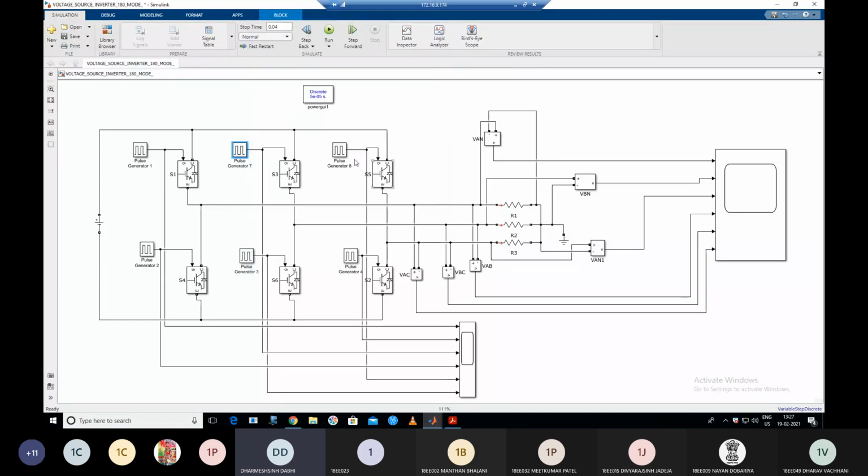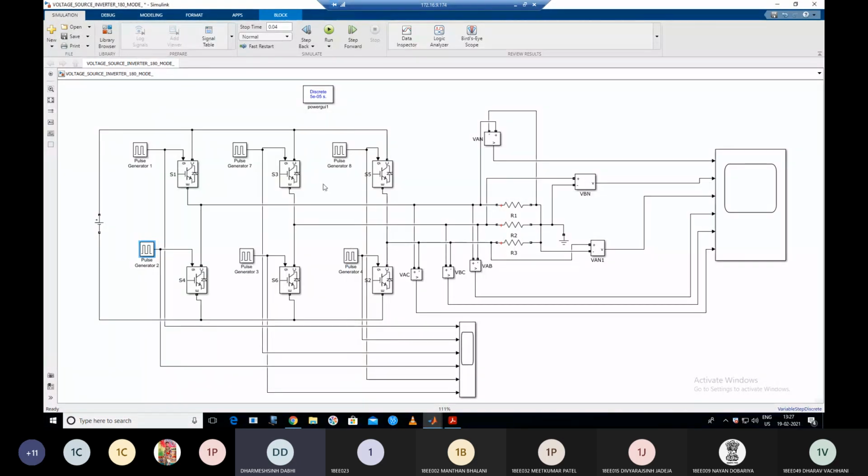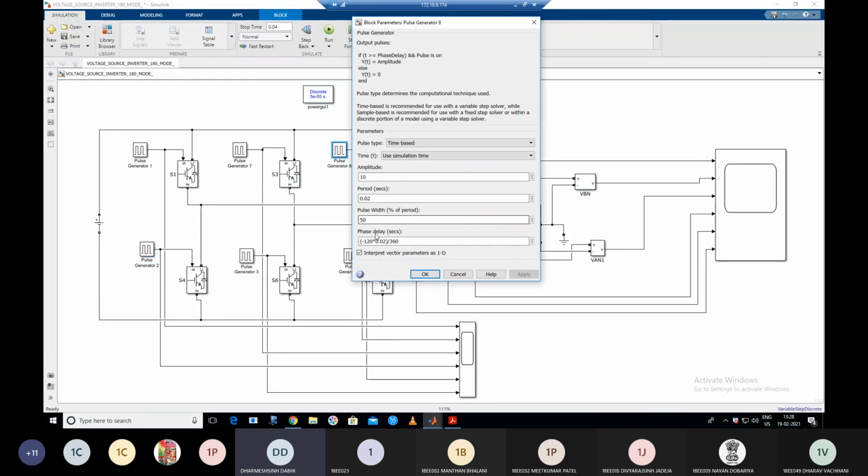Clear? Now switch number 4. It is turned on at 180 degree. So you can see that we provide the phase delay of 180 degree. Clear? Now switch number 5. For switch number 5 it is minus 120. Why is it minus 120? Because it starts conducting from 240 degree.